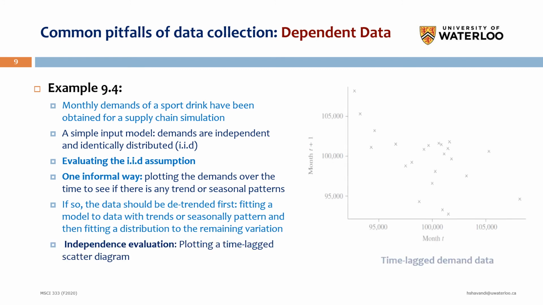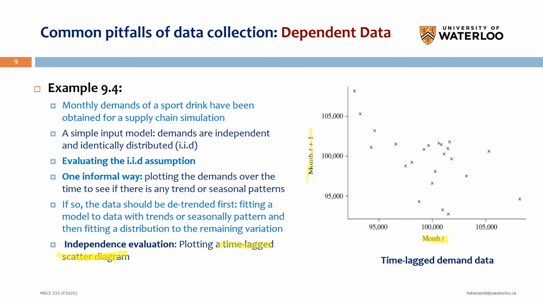Okay. And for dependency or independence evaluation, we can plot a time lagged scatter diagram. In a time lagged scatter diagram, we can set a period, let's say a month, then we plot a scatter diagram for demands of month t and month t plus 1. So a 1 month lag between the two demands. Okay.